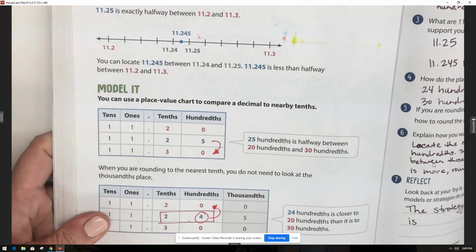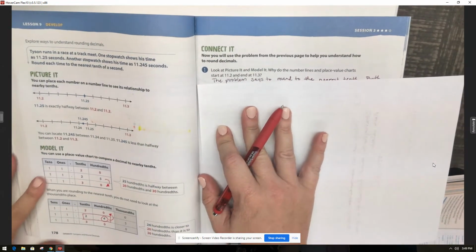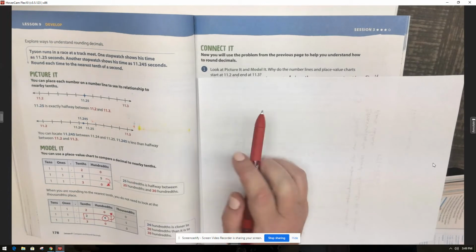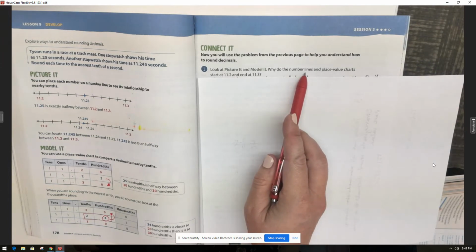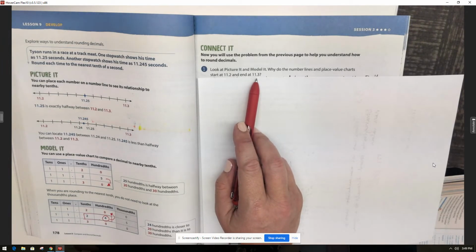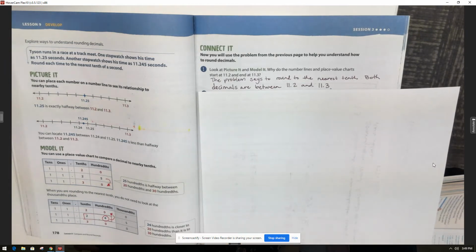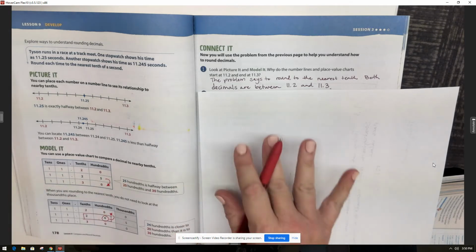Okay, so go ahead and go to page 179. We're going to be looking at both pages together. It says, look at the picture and model it. Why do the number lines and place value charts start at 11 and 2/10 and end at 11 and 3/10? We actually talked a little bit about that on the last page. The problem says we need to round to the nearest tenth. Both of the decimals are between 11 and 2/10 and 11 and 3/10. So therefore, those are going to be the beginning and the ending of our number line.